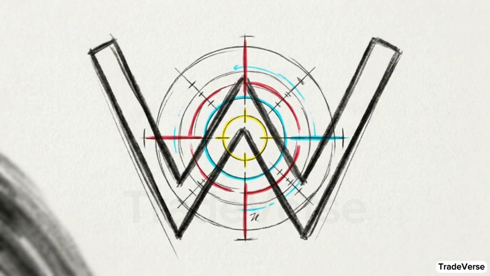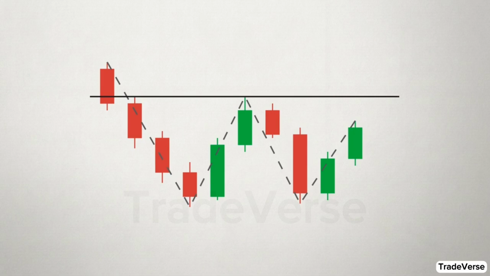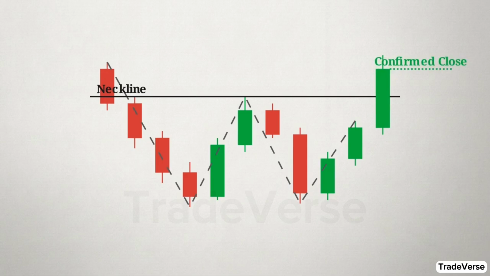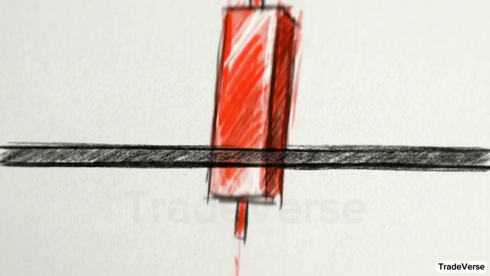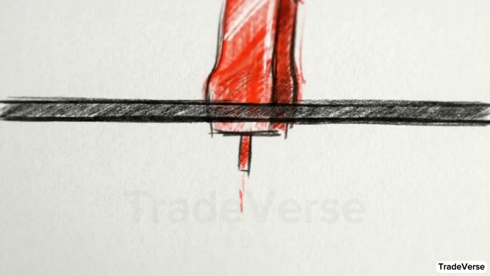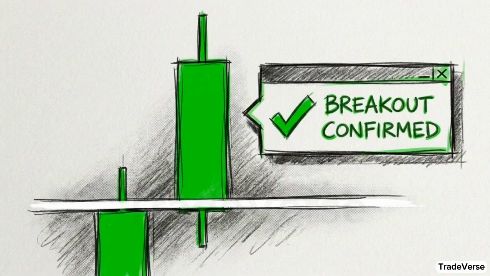This is the most critical resistance level in the pattern. Draw a hard horizontal line across this middle peak. This is your neckline. You must wait for a strong green candle to explicitly close above this neckline before considering the pattern complete. If the price fails to break the neckline, there is no double bottom and there is no trade. Waiting for the neckline breakout is your ultimate filter.